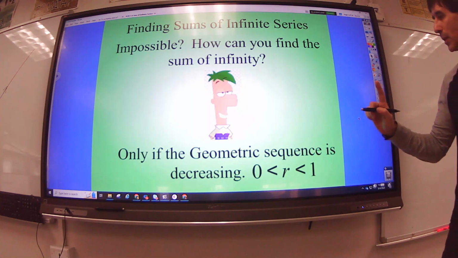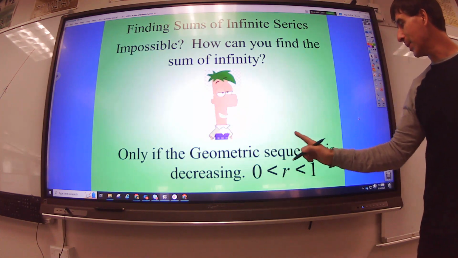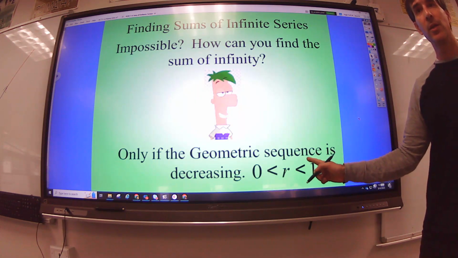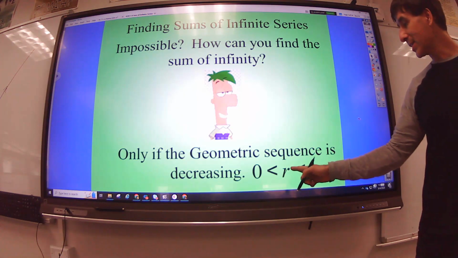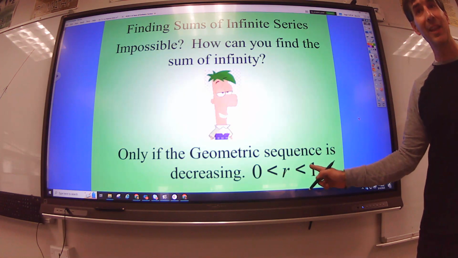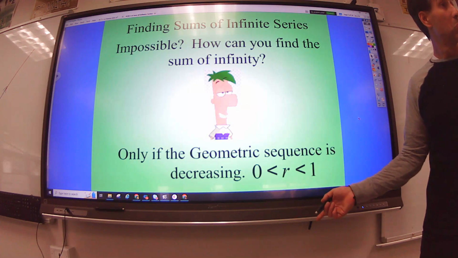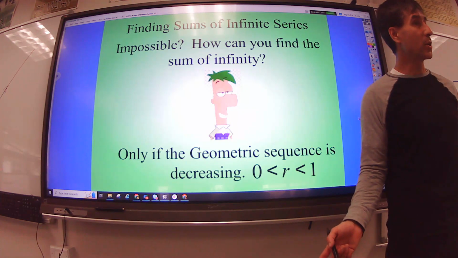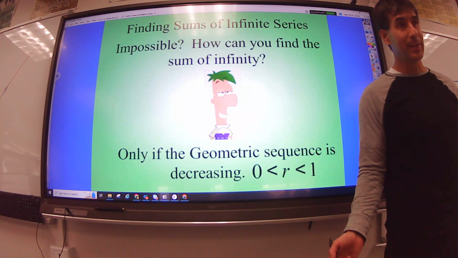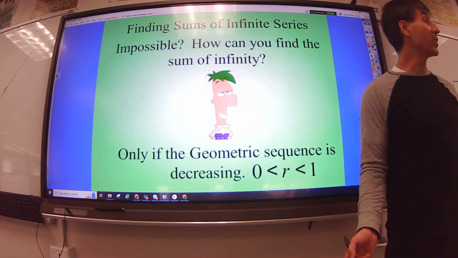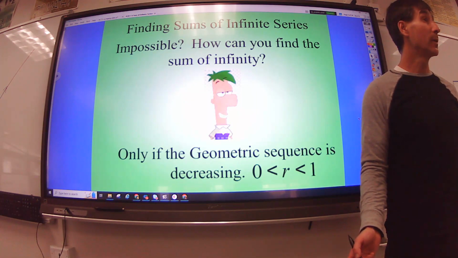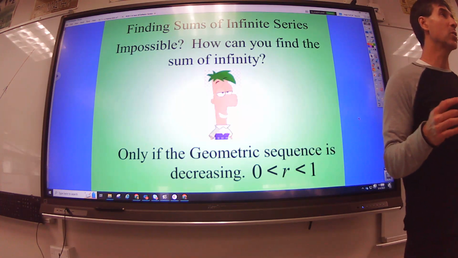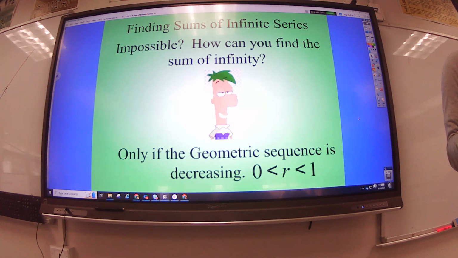Now, you can only do it if the geometric sequence is decreasing. In other words, the ratio has to be bigger than 0 but less than 1. So, for example, 1/2 or 1/3, right? Or 1/8. You can't do it if it's bigger than 1, like 2, because it keeps getting bigger. When it's like this, the ratio shows that each number is decreasing.